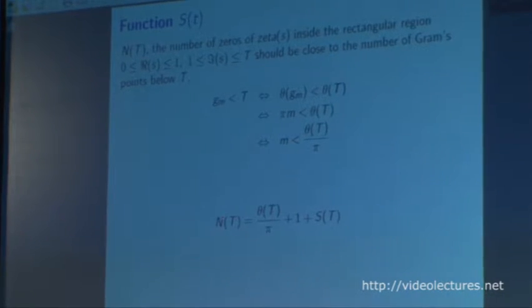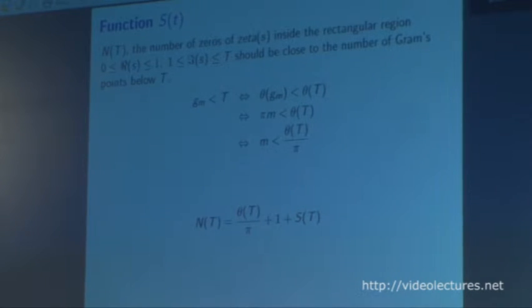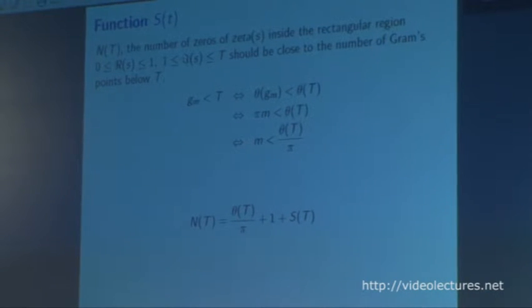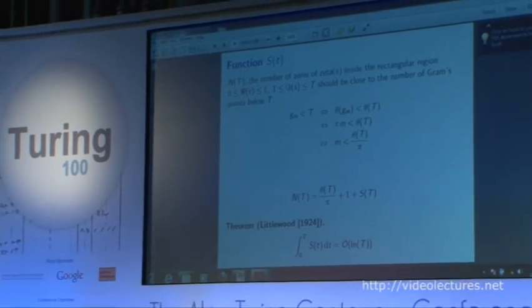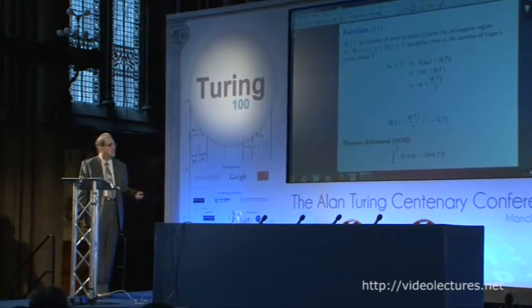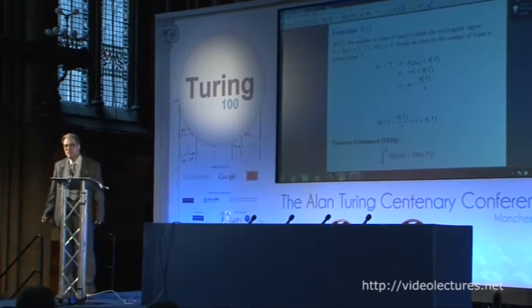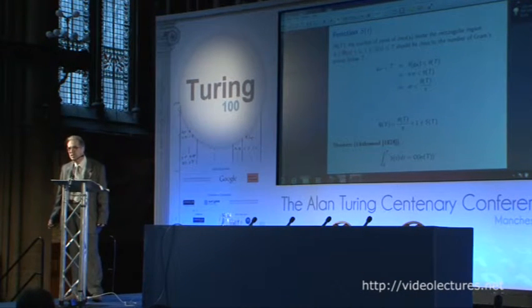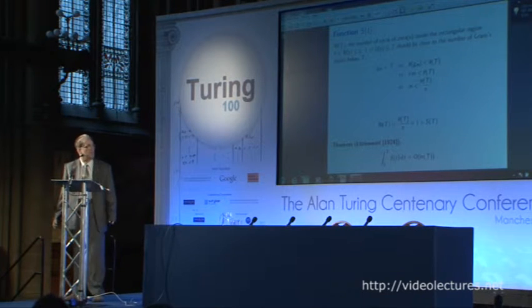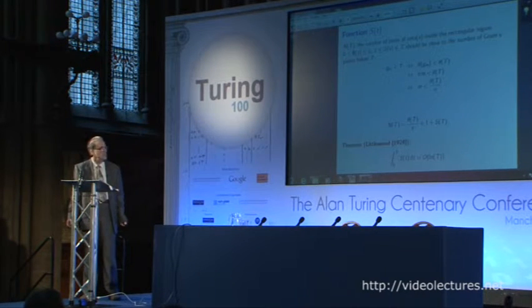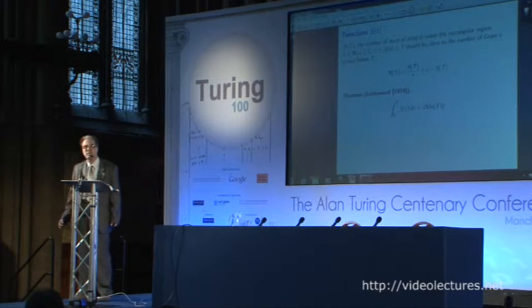And we can write that the number of points inside the rectangular area is this, the main term, plus one, because we started enumerating Gram points from minus one, plus some function which we might expect to be small. And in fact, Littlewood proved that it is small on average. And Turing's method is based on this theorem of Littlewood. But Littlewood himself did not see how this result can be used for checking the Riemann hypothesis. Neither did Titchmarsh, who made further calculations. And only Turing found the way to use this theorem of Littlewood to accelerate checking the Riemann hypothesis.